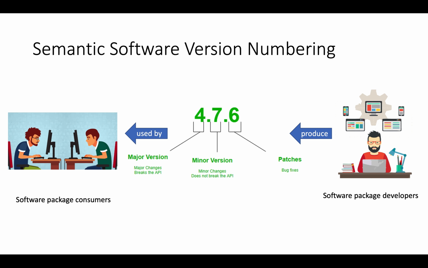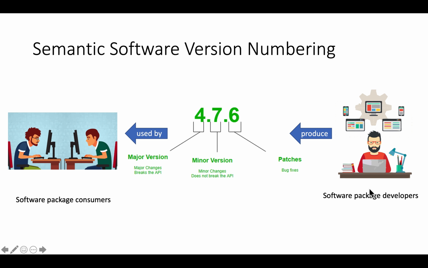So let's start with the last number, the patch number. Software developers usually increment the patch number after fixing a bug that has been introduced to the software. So this kind of change is not meant to alter the behavior or the functionality of the existing software. So if a software consumer is currently using version 4.7.5, upgrading to 4.7.6, we have no problem at all. So it's safe. In other words, it will not break your consumer's project.